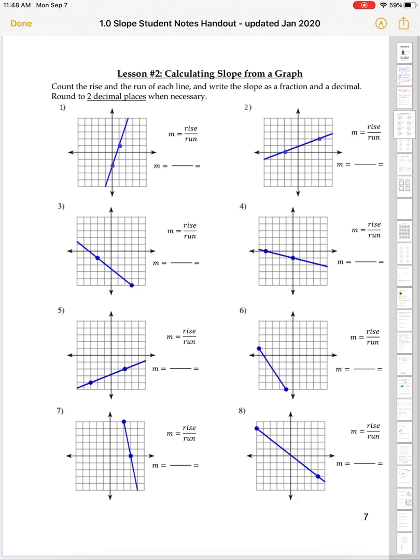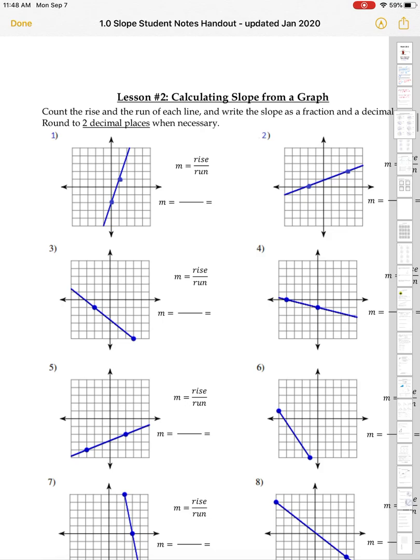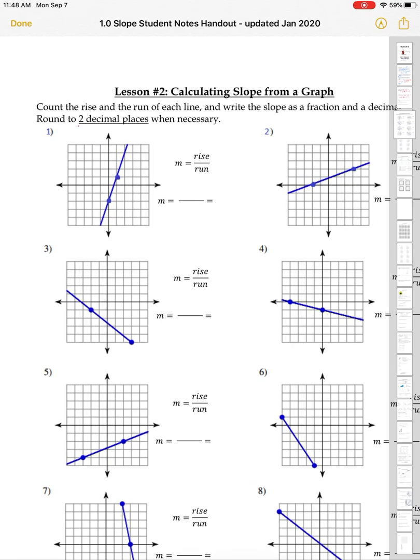All of our graphs are grids, so you use the grid to count the blocks and write the slope as a fraction and then as a decimal. We're rounding to 2 decimal places when necessary. Sometimes you don't have to round; it'll be a nice whole number, or it'll only naturally have 1 decimal place. But if you have to, round to 2 decimal places. So let's work through a few examples.